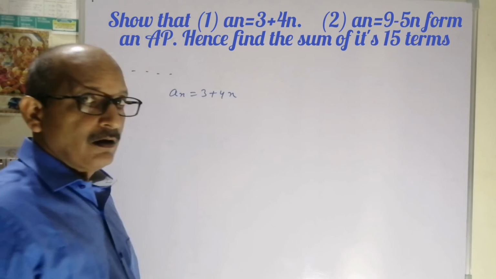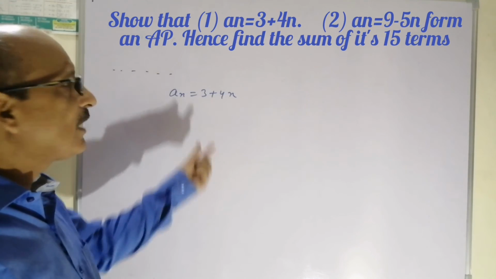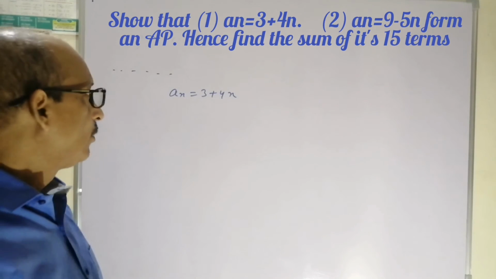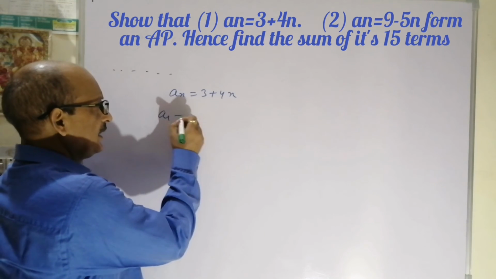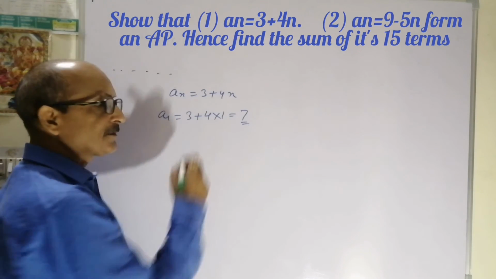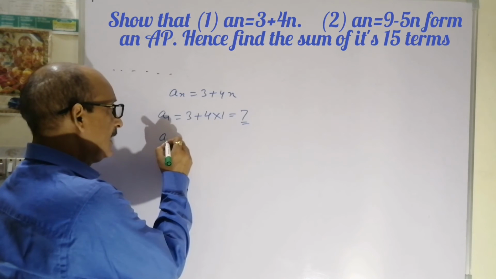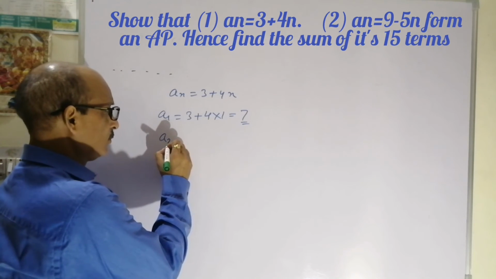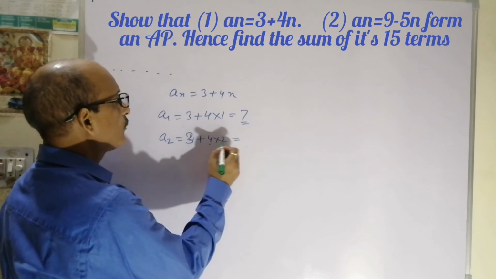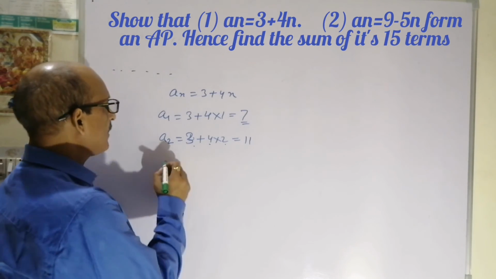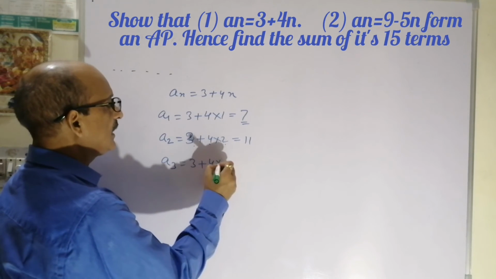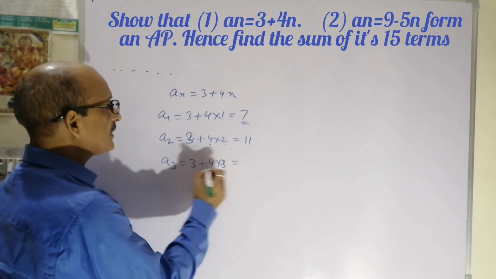It's very simple. We have to put the value of n, and consequently we'll get the number, meaning the position of the term. First, a1 is equal to 3 plus 4 into 1, that is 7. It means it is the first term. Put n as 2. So 3 plus 4 into 2, that is 8 plus 3, 11. The second term is 11. a3 is equal to 3 plus 4 into 3. 4 threes are 12 plus 3, 15.